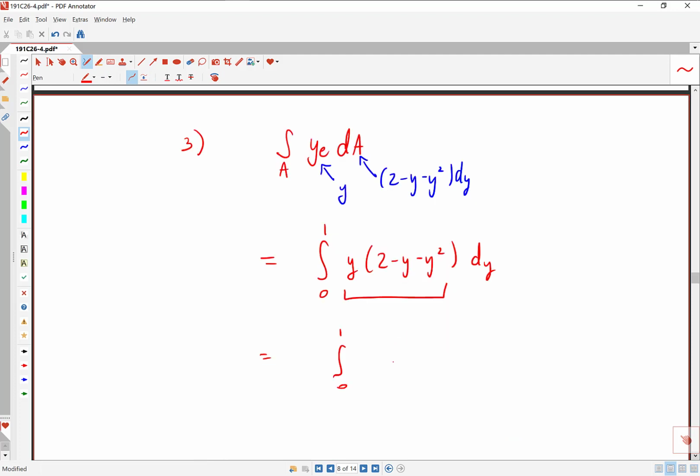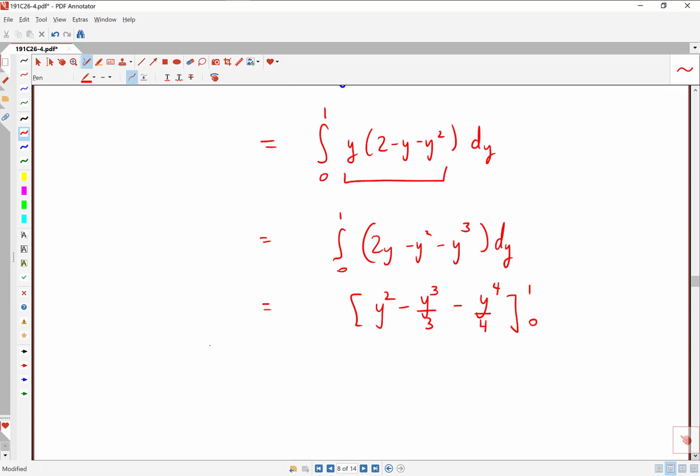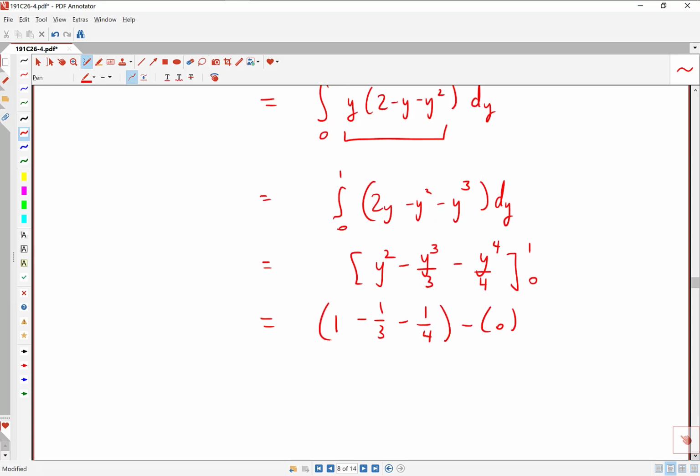So before doing our integration, we're just going to clean up our integrand here. So we'll have the integral from 0 to 1 of 2y minus y squared minus y cubed. We're going to integrate with respect to y. So doing the integration gives us y squared minus y cubed over 3 minus y to the 4th over 4. And we're going to evaluate this then at 1 and 0. So plugging in, we're going to have 1 minus 1/3 minus 1/4, and then subtract off the value at 0, which is 0. Okay, so let's put everything over 12, and this is going to come out to 5 over 12.